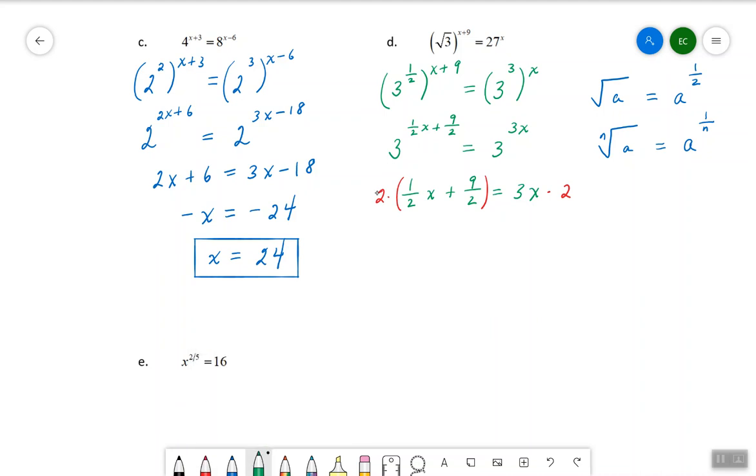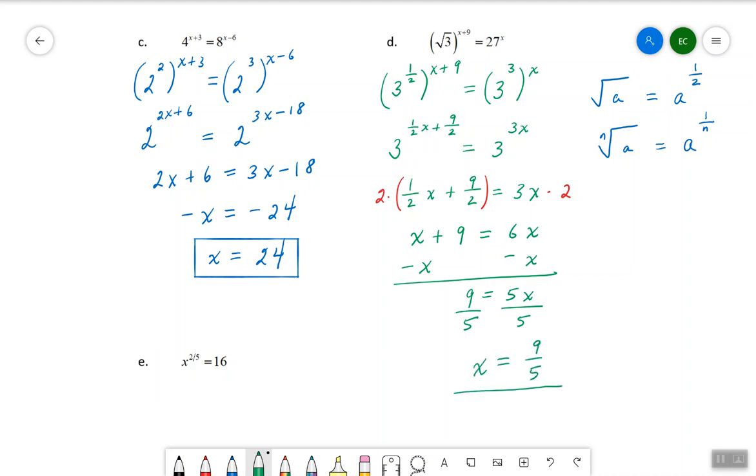And then the 2's cancel, and we'll be left with x plus 9 is equal to 6x. And we can subtract x on both sides. 9 is equal to 5x. We can divide by 5 on both sides, and x is equal to 9/5. And there's our answer.